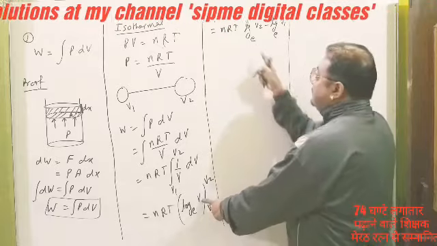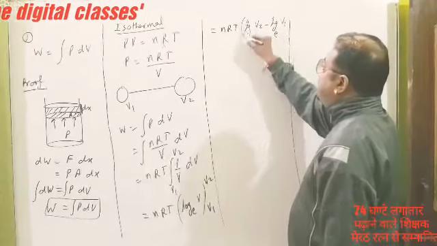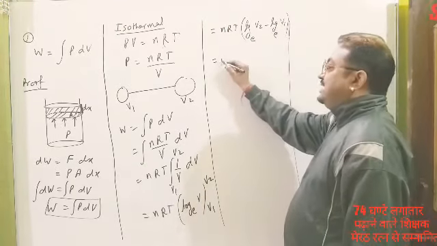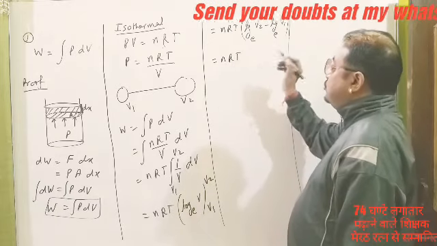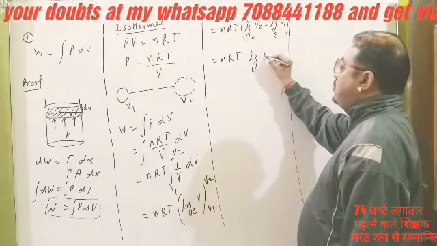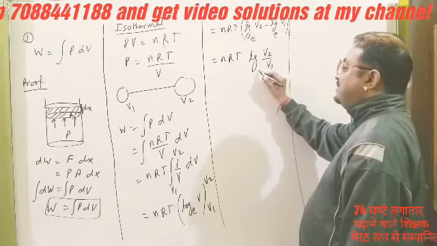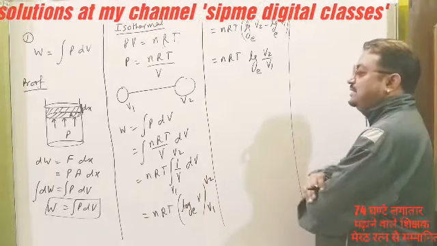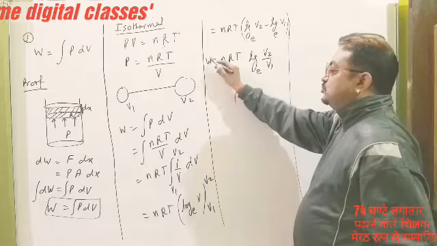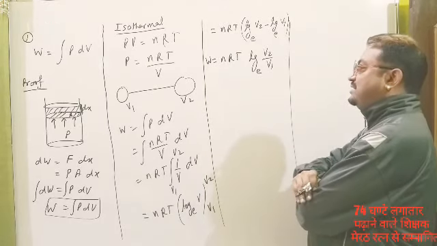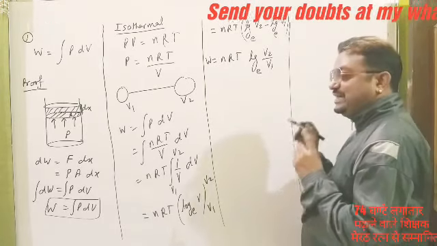Instead of V I have written V2, then I have written V1. Now put it in bracket. We know that log V2 minus log V1 will be log V2 upon V1. Log A minus log B is equal to log A upon B. The formula for work done in isothermal process is going to be nRT log V2 upon V1, but it is base e.